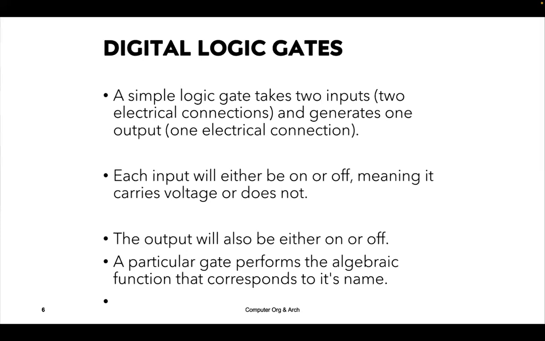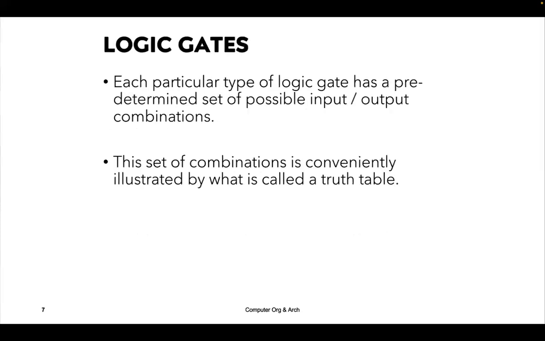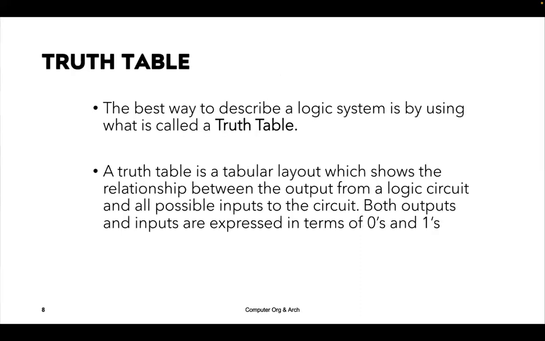Depending on the condition that particular gate is aimed to fulfill. Like I have told you, by combining tens, hundreds, thousands, and millions of logic gates, it makes it very possible for computers to perform very complex operations at a very high speed. Each particular type of logic gate has a predetermined set of possible input and output combinations, as we are going to be seeing.